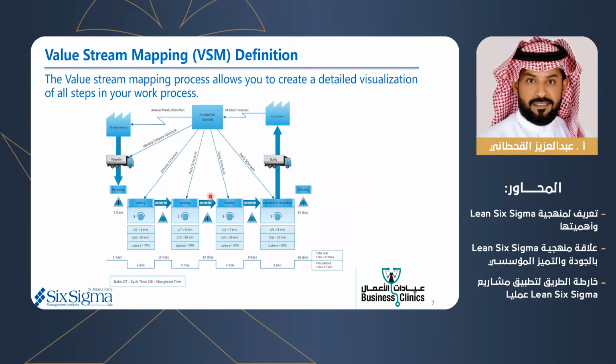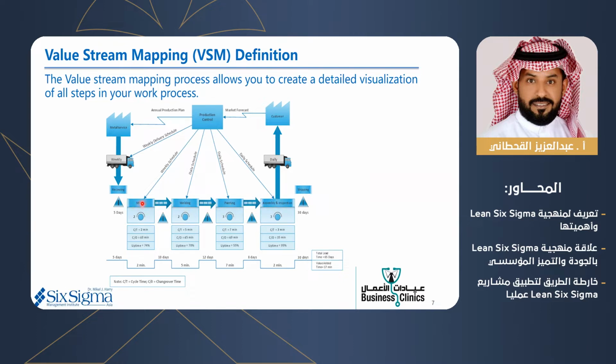This is an example of the value stream map. As we said, the value stream map allows the organization to create a detailed visualization of the steps being done during the work processes. Here is an example of one of the manufacturing units where they have main steps: milling, welding, bending, and assembly inspection. Finally, it goes to the customer. So these steps are the main steps.